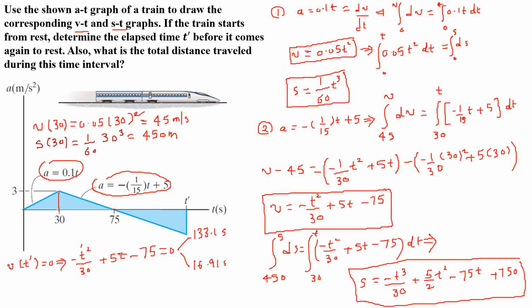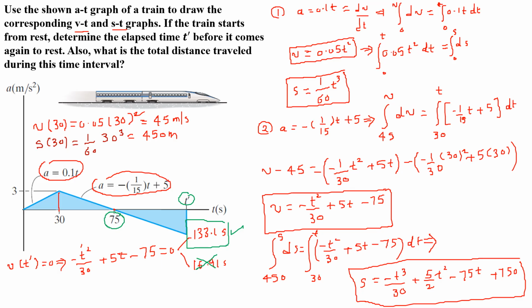16.91 seconds. If you think about that, we need to consider only one solution, because we are already at 75 seconds. So this solution here doesn't make sense. I'm going to choose this one, because I'm already past this time. That's the time when the train will stop again. So the t prime simply is 133.1 seconds. So we have found the time.